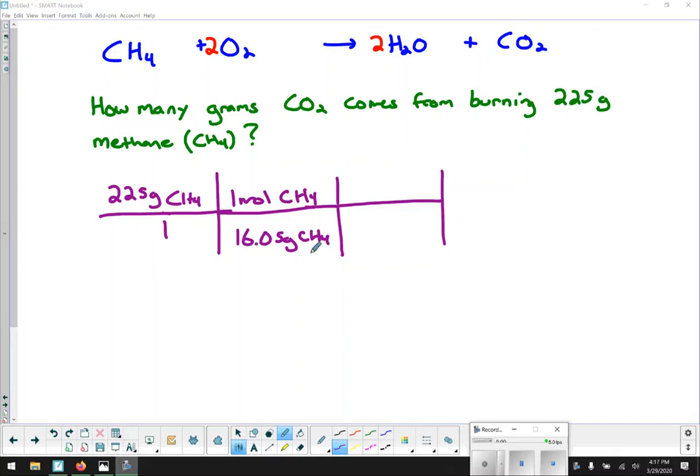Molar mass of methane, CH4, is 12.01 plus 1.01 plus 1.01 plus 1.01 plus 1.01, which gives us 16.05 grams per mole. And the next step, after we convert to moles, is to convert from moles of the chemical you're given to moles of the chemical you're asked about. In this case, we're given methane and asked about CO2. So I'm going to put moles of methane on the bottom. That's what we want to get rid of. That's what we want to cross off. And moles of CO2 on top.